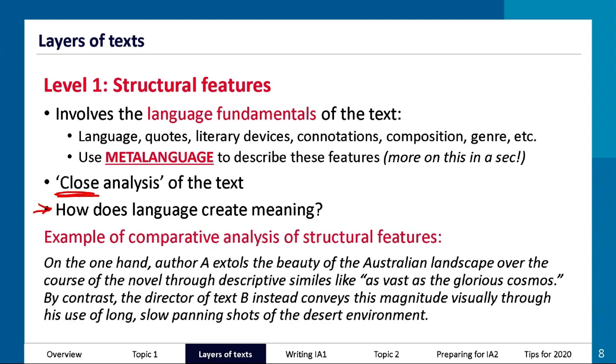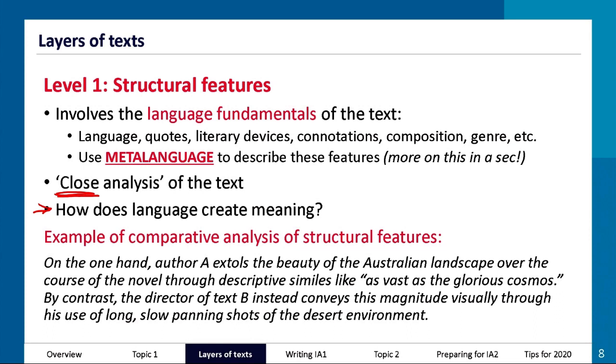And again, once you know how to do this, a lot of different writing tasks in English and elsewhere become more straightforward. Here's an example of a comparative analysis that is talking about structural features. I'm just using basic A and B text names here instead of specific examples. On the one hand, author A extols the beauty of the Australian landscape over the course of the novel through descriptive similes, meta language, as vast as the glorious cosmos. By contrast, so we have some comparative language here, the director of text B instead conveys this magnitude visually through his use of long, slow panning shots of the desert environment.